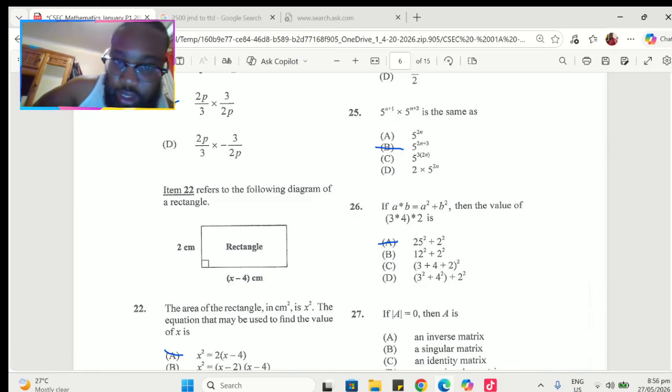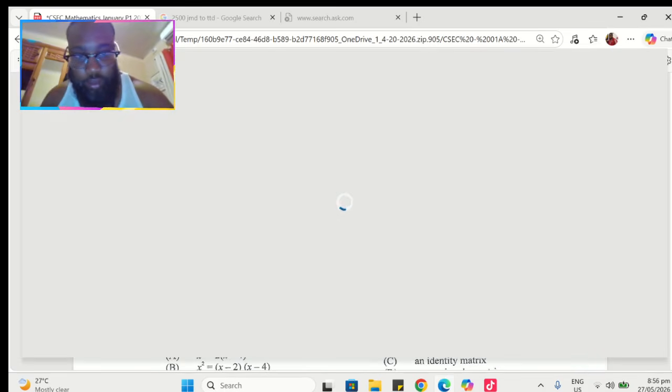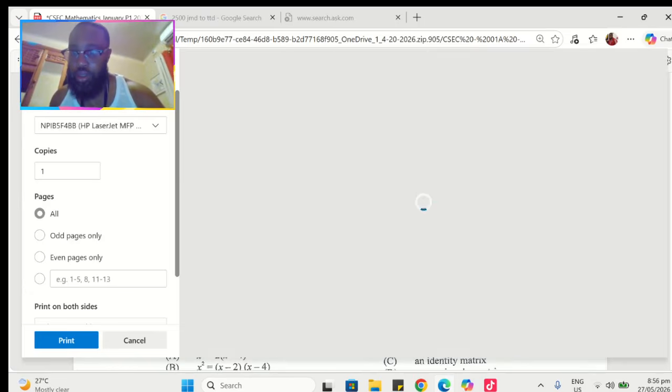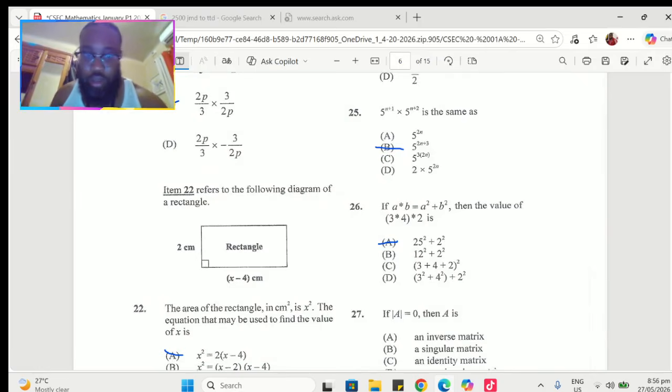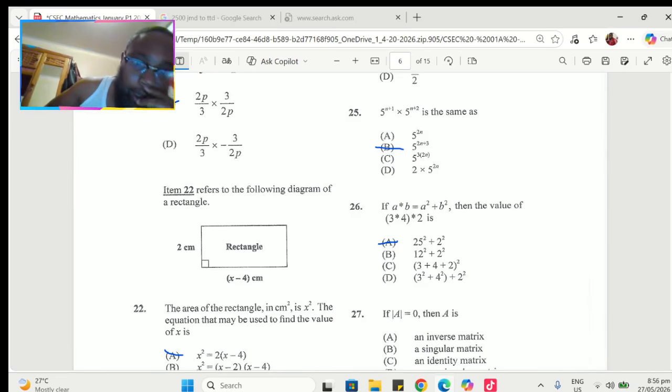Alright, so I did the 3 squared plus 4 squared. 3 3s are 9, 4 4s are 16, and I add them together, I get 25. Then I had to do the 25 star 2, which will be 25 squared plus 2 squared based on this formula here. And that is how we got A.